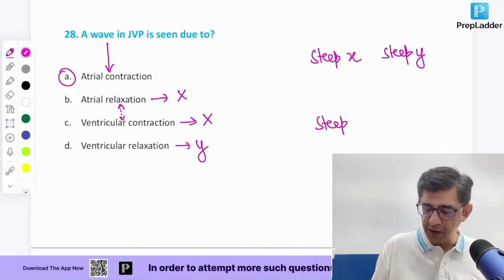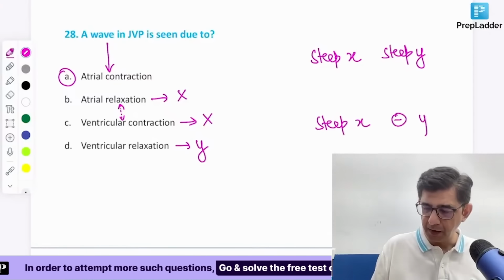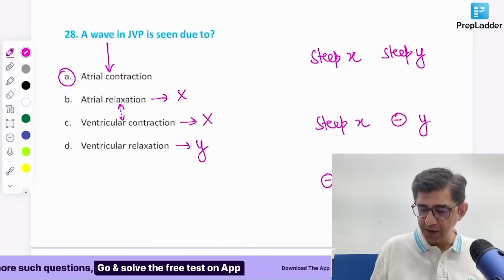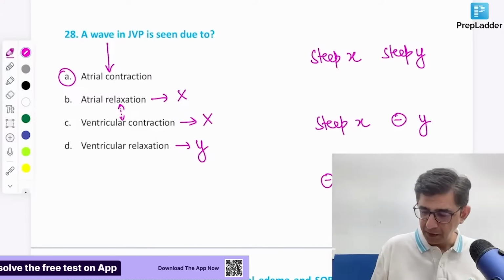Then we will practice steep X and absent Y. Then we will practice absent X and steep Y.